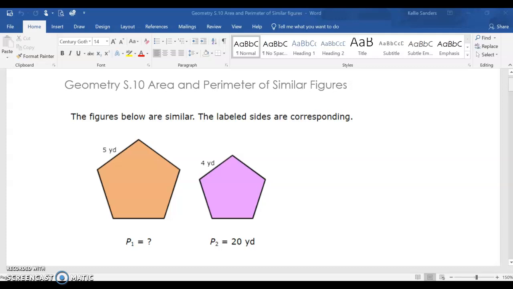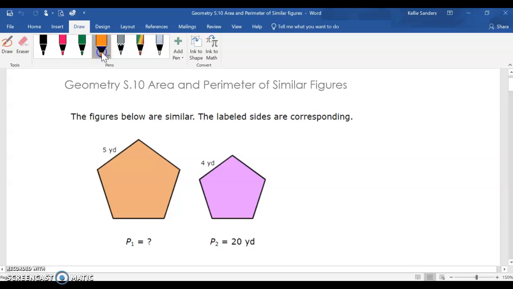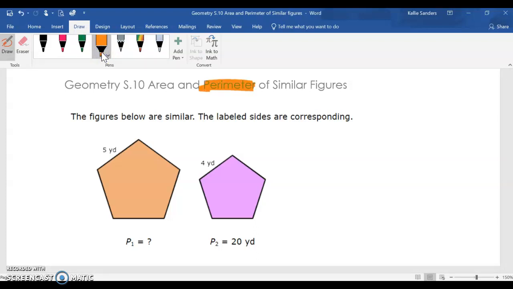Last lesson in Unit S, S10, area and perimeter of similar figures. Whenever it is going to say perimeter, that's going to be the easier one, because remember perimeter is distance around, so you're adding all the sides together. So it's one dimensional, it's just length.